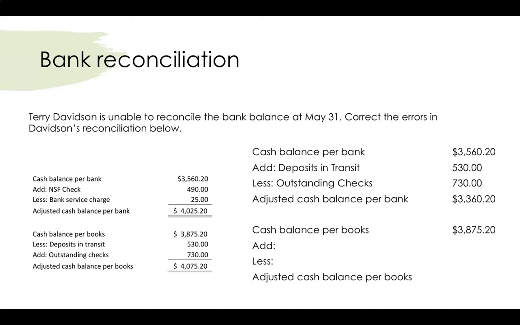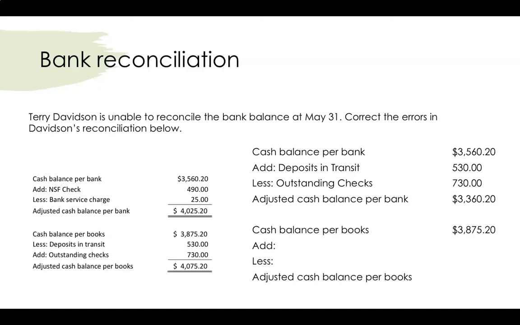But this NSF check, what we have to do is make this correction for wrongly recording that we had received a check, right? We initially recorded that we received $490 from a customer, but that check never went through. So we never actually got that money. So that's going to have to be subtracted out as well here on this bank reconciliation. So we don't have anything here that we're going to add.